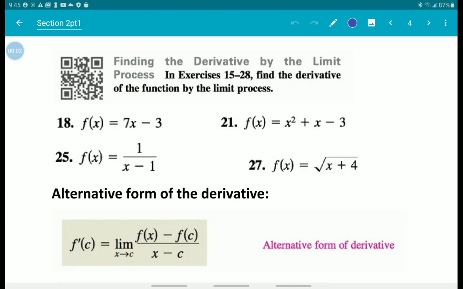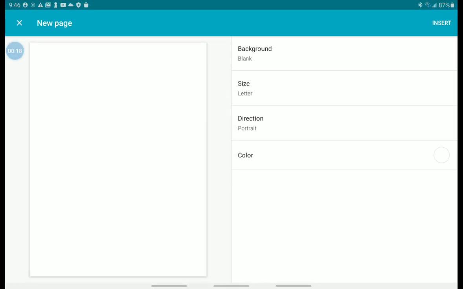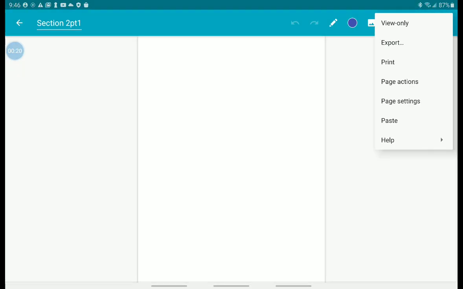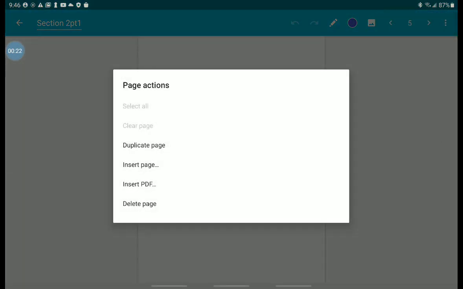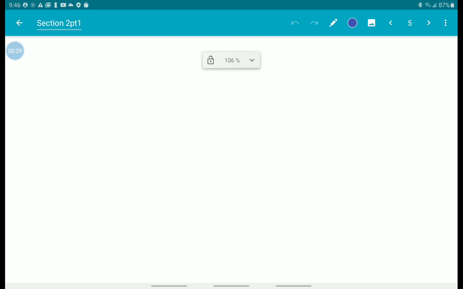So let's look at a couple where we're going to find the derivative of the function using that limit process. And I want to focus on the fraction and then the square root one, because those look like a lot of fun. So let's look at that first one. We're going to look at number 25.